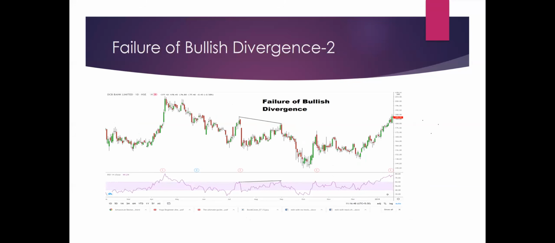We can look at one more example of DCB Bank for failure of bullish divergence. Again, DCB Bank is in a downtrend. Price made lower high, whereas RSI made higher high. Again, it is not a good idea to take a long trade after seeing this bullish divergence.